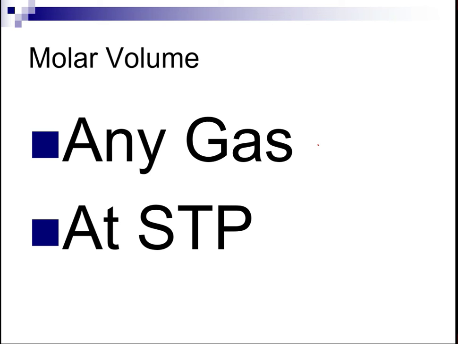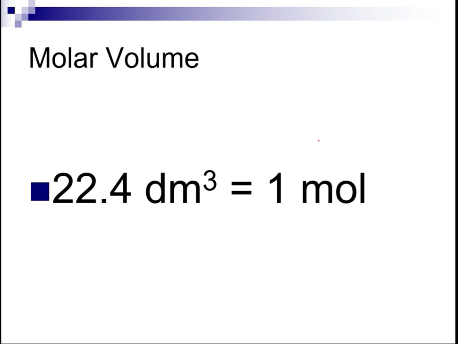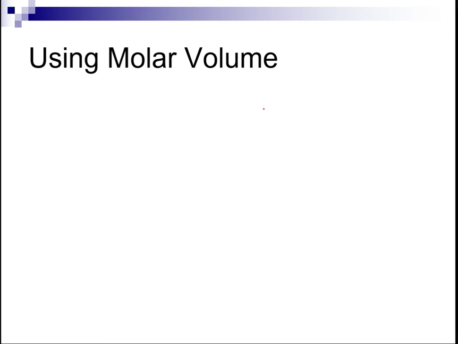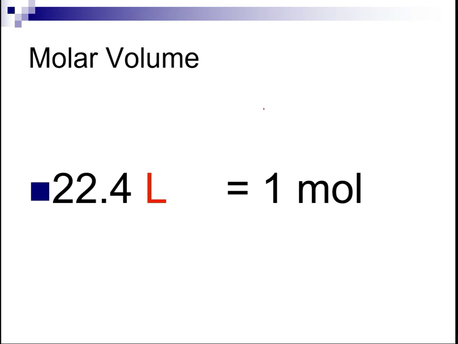So here's the deal. We're going to have what's called the molar volume of a gas. Molar volume, the volume of 1 mole. Any gas, as long as it's a gas at STP, will have the same exact volume: 22.4 decimeters cubed, or decimeters cubed, which is more commonly looked at as a liter. So we have a conversion factor. We have 22.4 liters in a mole. So we have another conversion factor.